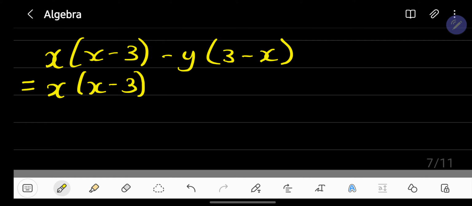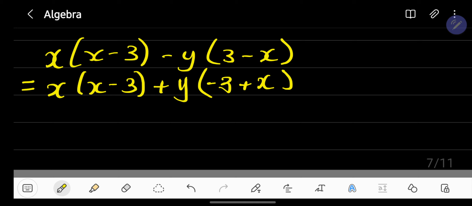Now we are going to apply sign change from here to there. Sign change basically means that you change the sign of that particular term. So we are changing the sign of this term. Minus, when we change its sign, it's going to be plus y, right? This 3 here was plus, and if we change the sign, it's going to be minus 3. This minus here is going to be plus x, like that. You see, we applied sign change.